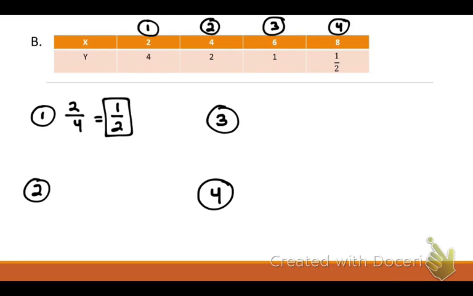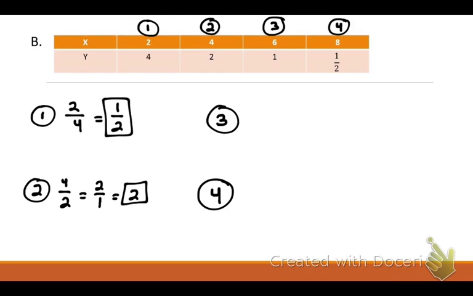Number 2, what do I put? 4 over 2, which would be? 2 over 1, which is? 2. Okay, are they proportional? No. So listen, at this point, you technically could just stop because you could already tell they are not proportional. But let's say you kept going.